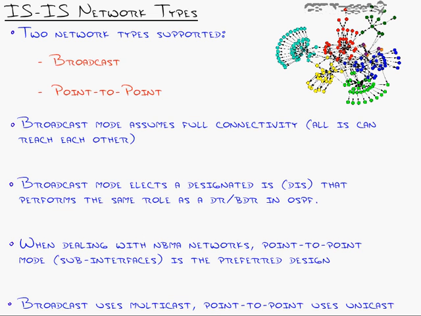There's just one of them that maintains the information for the subnet, so all the neighbors do not need to exchange routes with each other directly. They all just form a relationship with this DIS who maintains it for the whole network, just like the DR did in OSPF. Now, when you're dealing with NBMA networks, highly recommended that you use point-to-point subinterfaces and point-to-point network types as your network design for ISIS.